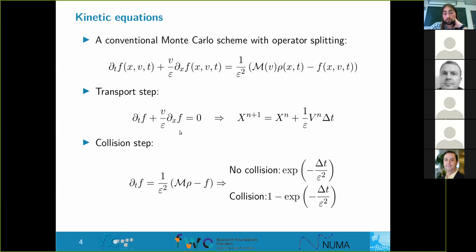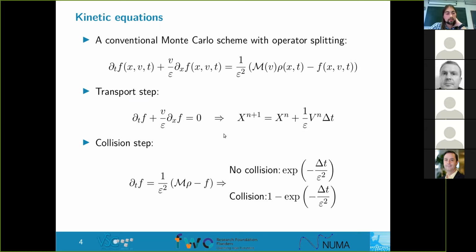Now, the transport step is straightforward to simulate. We have a velocity, we have a position, and we just do a forward step to get a new particle position. And then at the end of the transport step, we have to decide, was there a collision, was there not a collision? We can calculate the probability of these two cases happening. And then we know with a given probability, we either decide to resample the velocity from this distribution, or we just keep the velocity from before and go into the next time step where we again do a forward step. So this is a very simple scheme to use in this case.